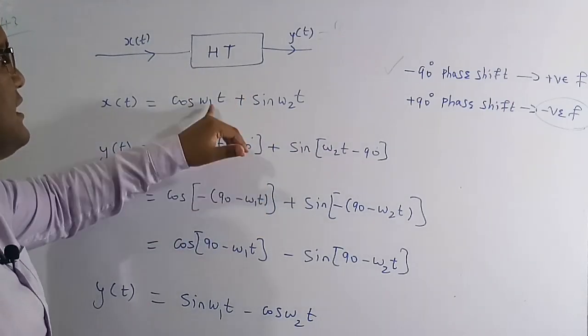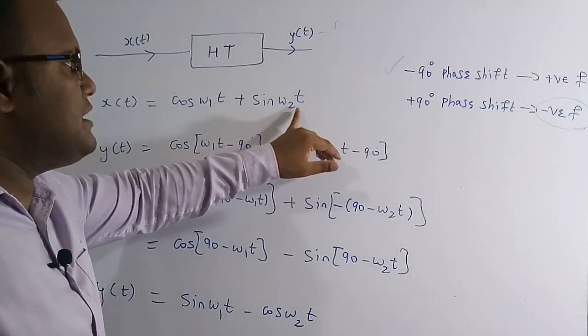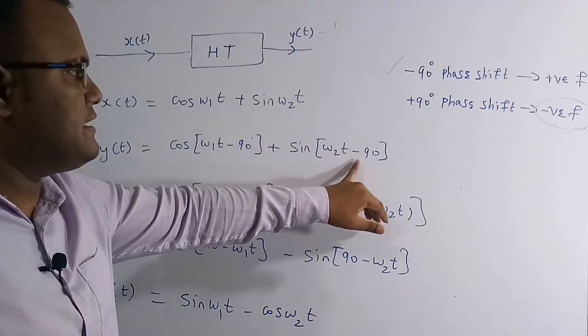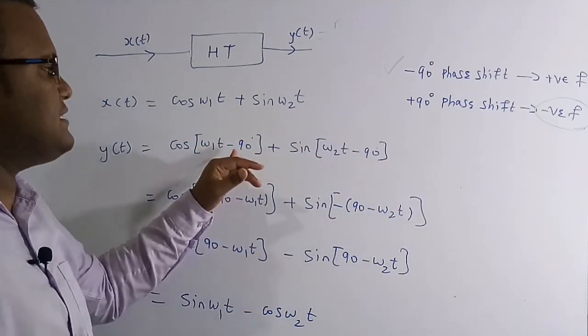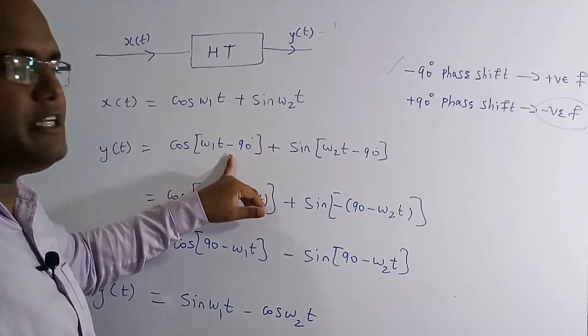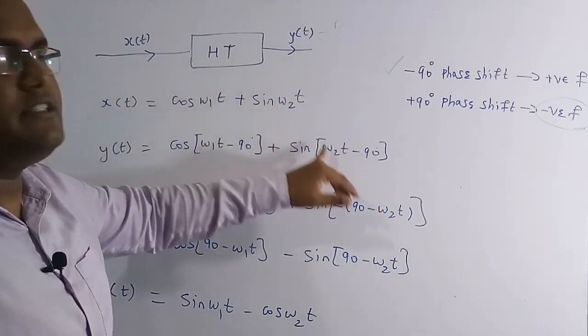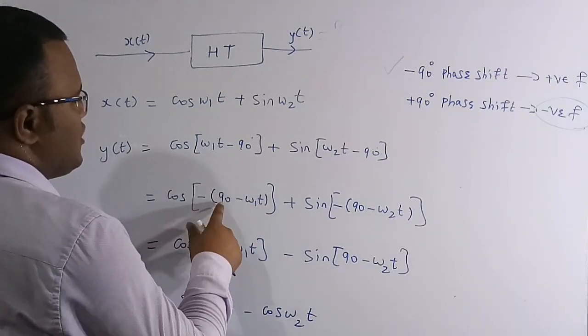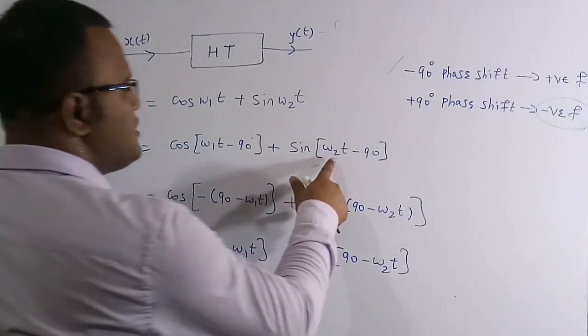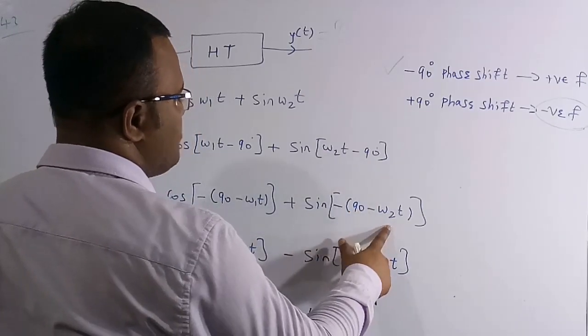So minus 90 degree for the first term, and similarly in place of omega 2t, just add minus 90 degree. It is going to give only a phase shift of minus 90 degree. So blindly add minus 90 for the first one and minus 90 for the second one. Now what I am going to do is take negative as common. So negative common, 90 minus omega 1t, here also negative common, so therefore minus of 90 minus omega 2t.